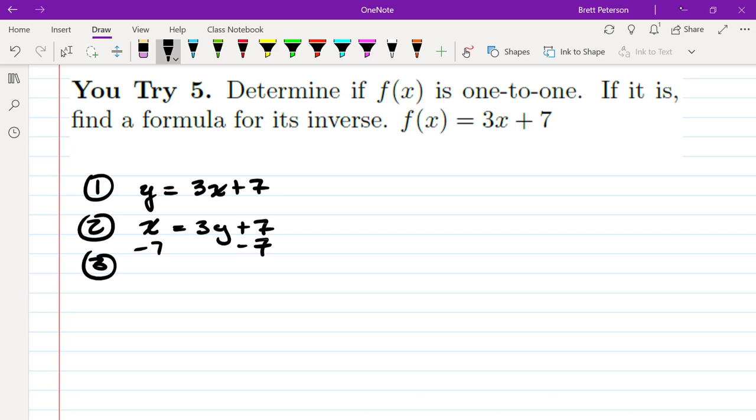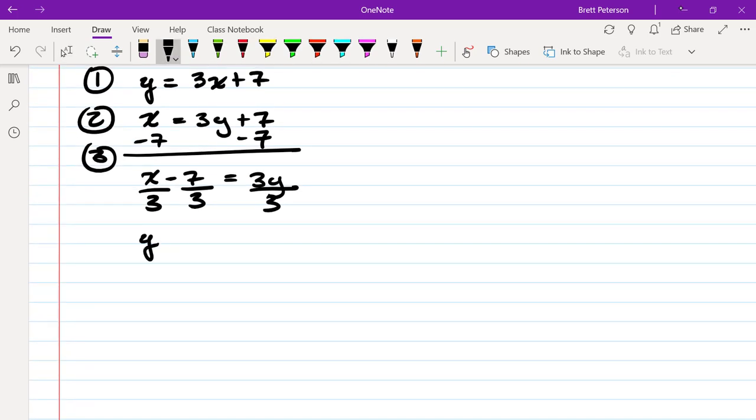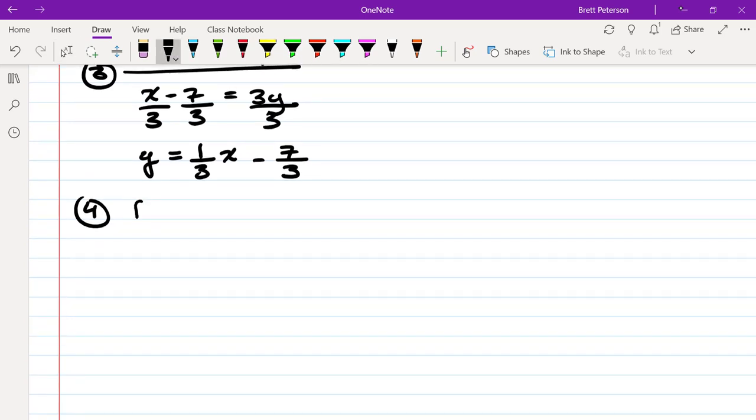So I minus 7, I minus 7. That gives me x take away 7 equals 3y. Divide by 3, divide by 3, divide by 3. Writing it in the other order, that gives us y equals 1/3 x, take away 7/3. And then finally, we replace y with f inverse of x, and we get f inverse of x is equal to 1/3 x, take away 7/3.